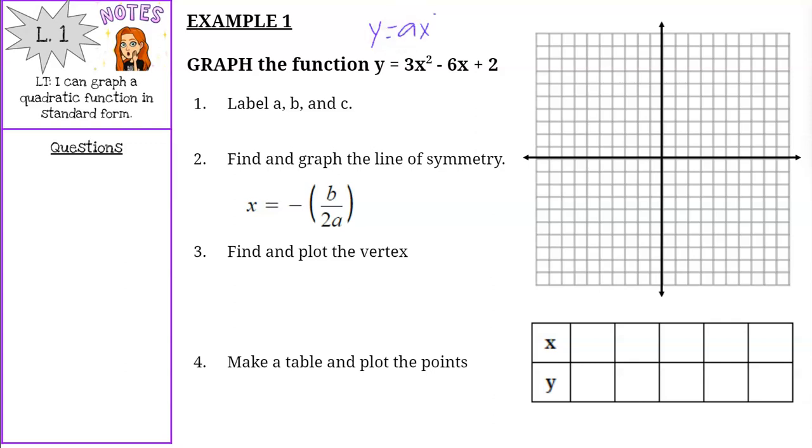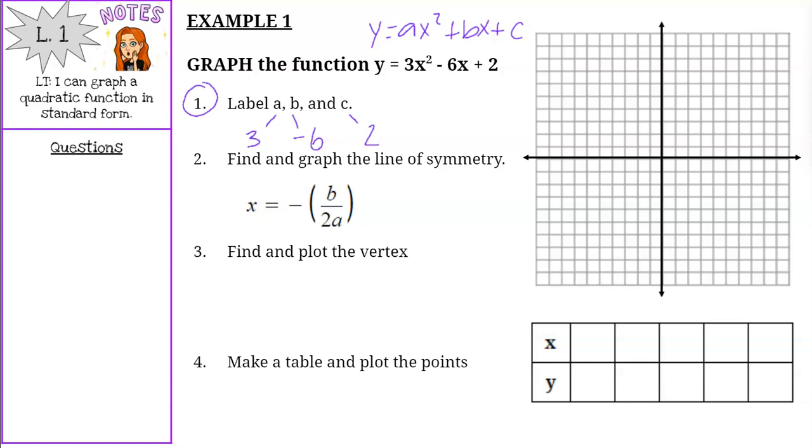I'm just going to write our standard form above that, so that for part 1 we can label our a, b, and c. Our a is 3, in front of the x squared. Our b is negative 6. Please take the sign with the number. And our c is 2.